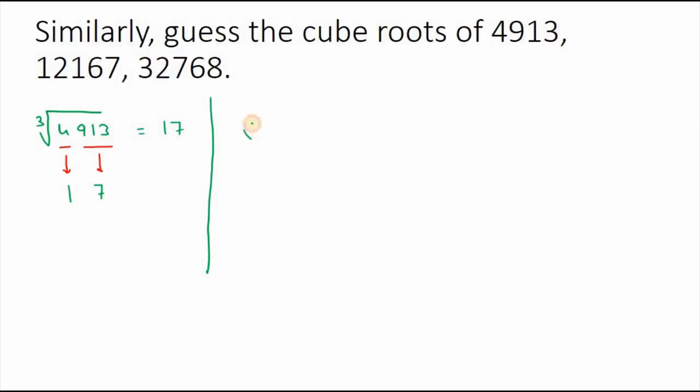Okay, let's take the next sum. Find the cube root of 12,167. So what do we do first? We'll make a group of 3 digits and then the remaining 12. Now again, see, if it ends in 7, its cube root will end in 3. And 12: 1 cube is 1, 2 cube is 8, 3 cube is 27. Oh, that's big. 12 is bigger than 8 but smaller than 27. So we'll write 2 up here, right? So the answer is 23.